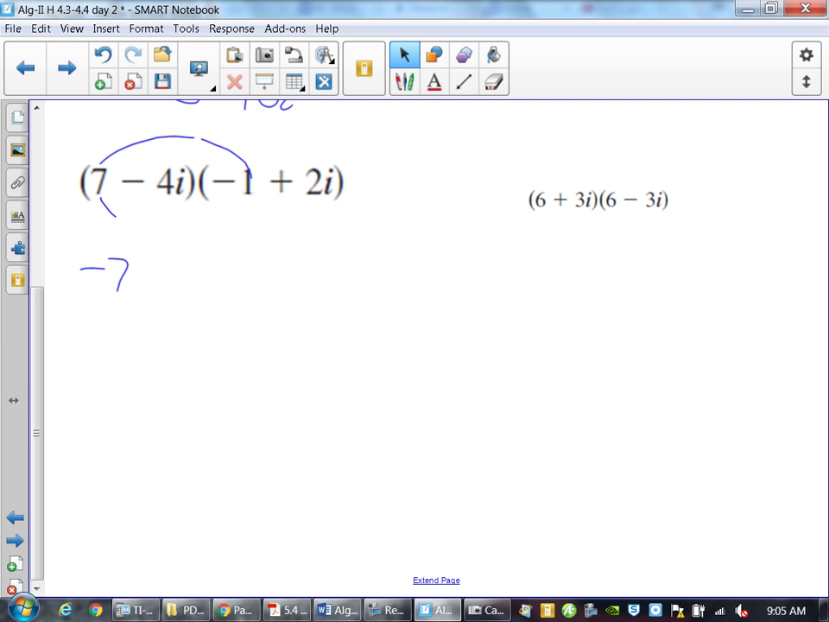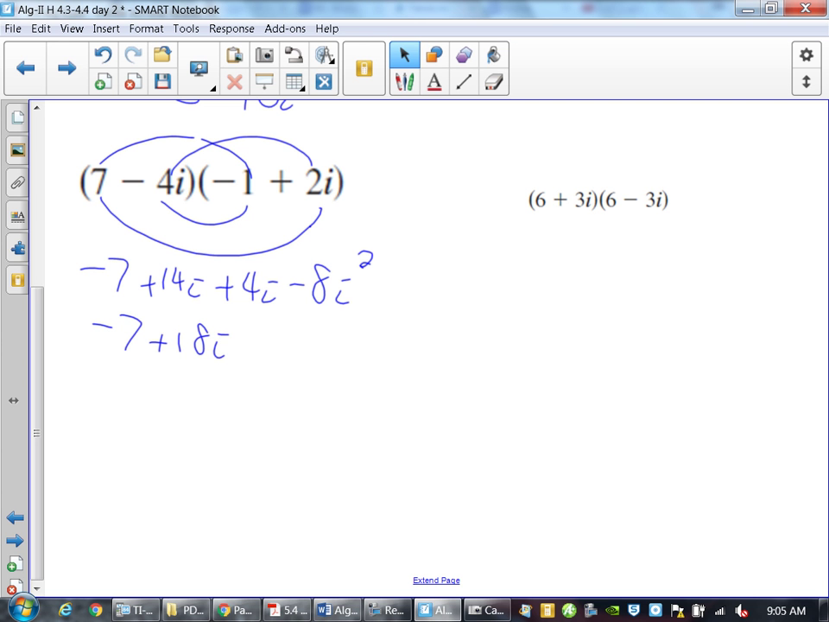Negative 7 plus 14i plus 4i minus 8i squared. Let's see, negative 7 and 18i, and then I have a plus 8 at the end. Why is it plus 8? Well, negative 8 times negative 1 is positive 8. And you're left with 1 plus 18i.